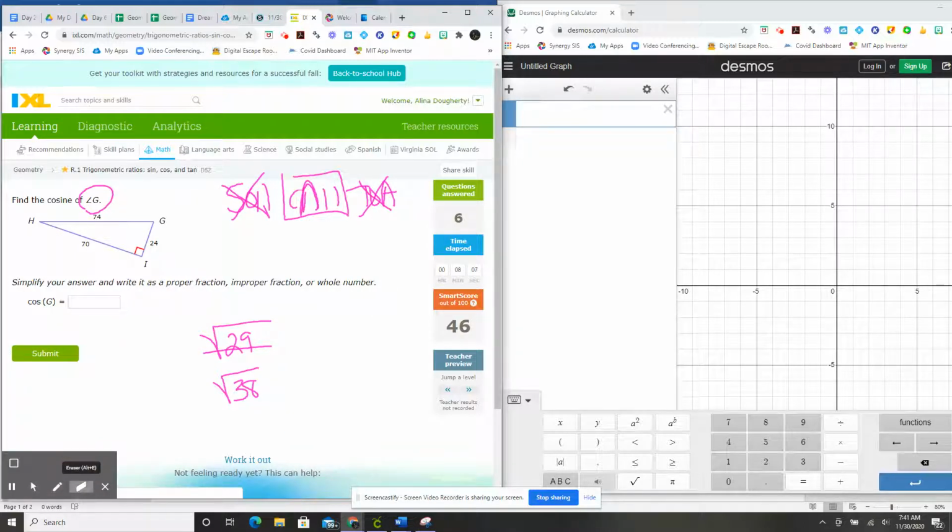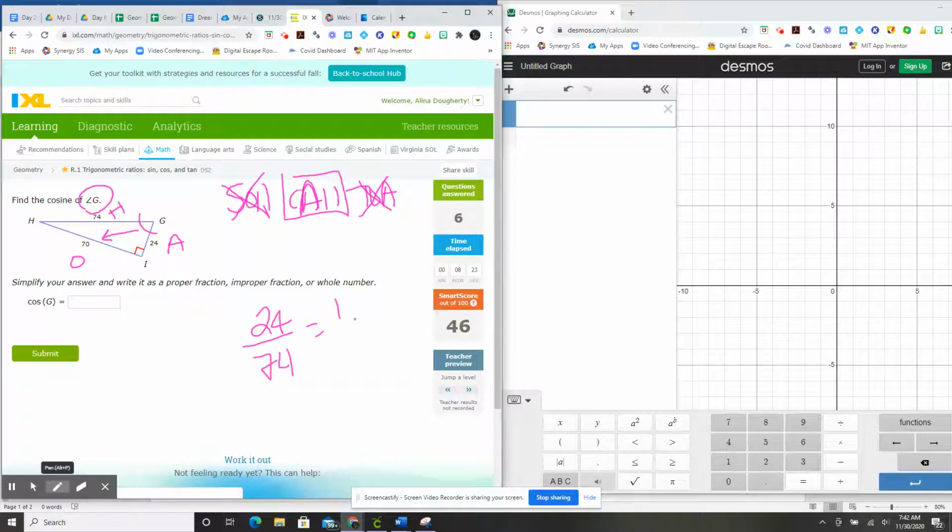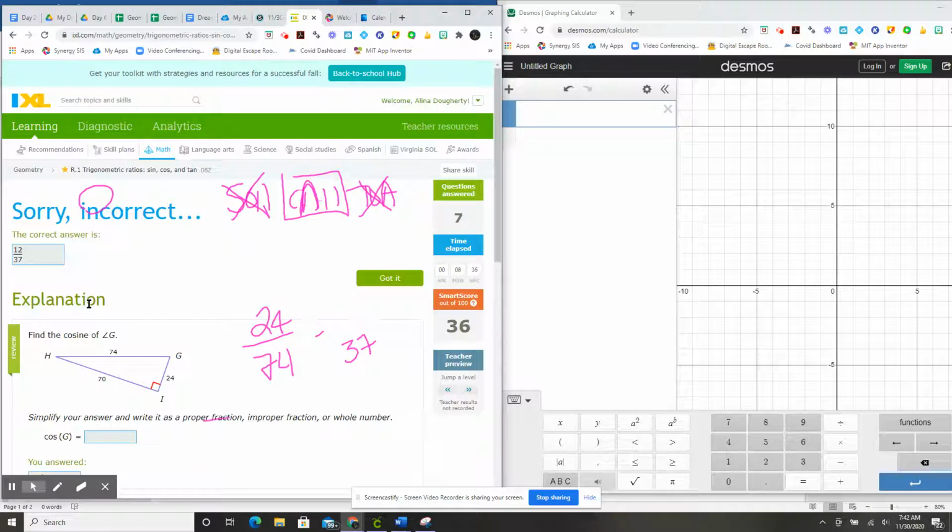Let's see if we get a different cosine of G. So we're going to go from G. This is the O, this is the H, this is the A. I want cosine, so I need A over H. Make sure you reduce that. 14 over 37. And I think that is going to be the most reduced. 14 over 37.